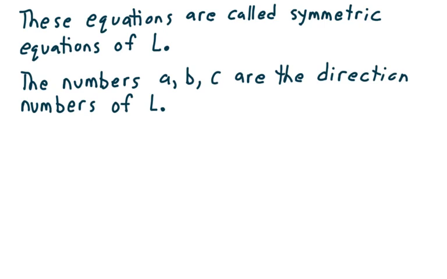These equations are called the symmetric equations of the line. So it's just another way to express the line. The numbers a, b, and c are called the direction numbers of the line L.